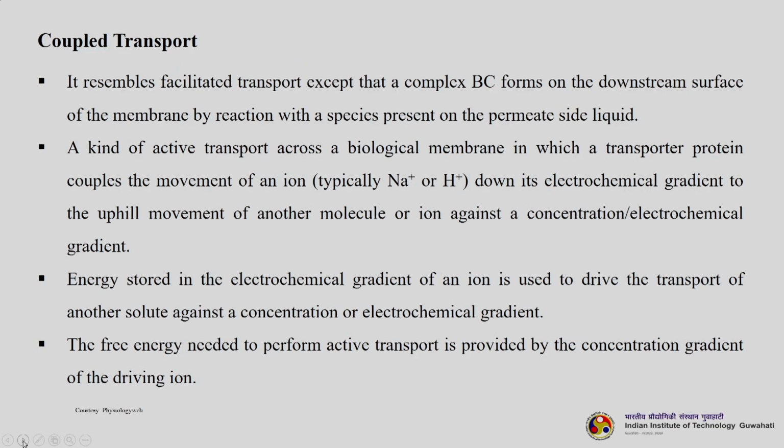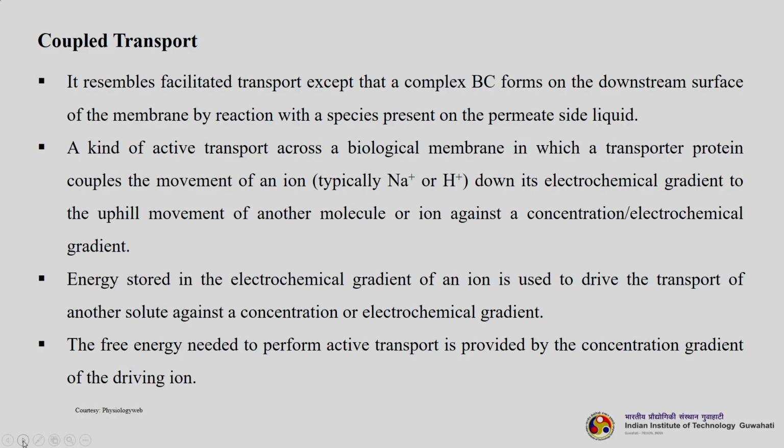So, now let us understand what is coupled transport. Coupled transport resembles facilitated transport, except that a complex BC forms on the downstream surface of the membrane by reaction with a species present on the permeate side liquid. Now, it is a kind of active transport across a biological membrane in which the transporter protein couples the movement of an ion, typically sodium or hydrogen, down its electrochemical gradient to drive the uphill movement of another molecule or ion against a concentration or electrochemical gradient.